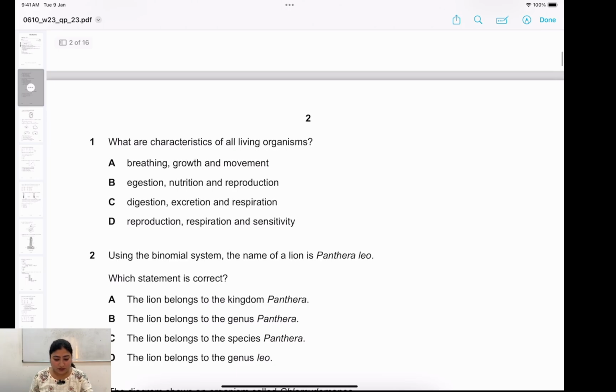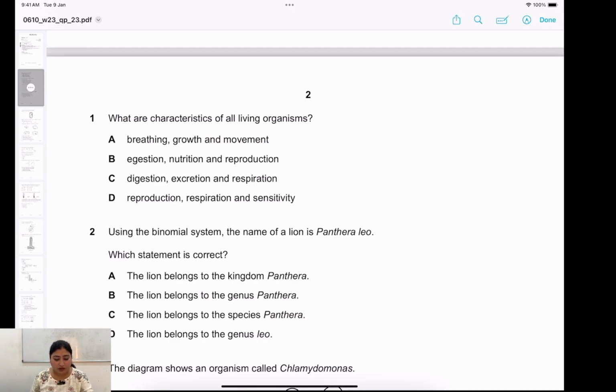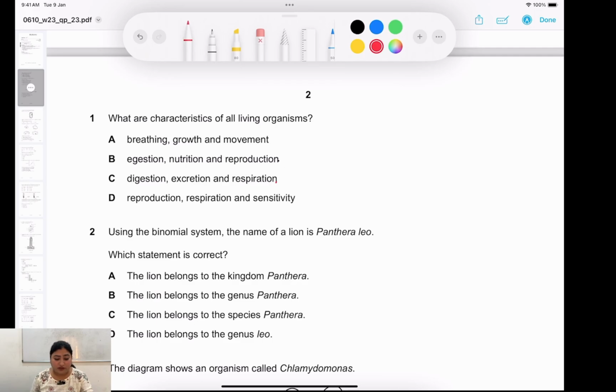Okay, so first question is, what are the characteristics of all living organisms? Now, if we talk about the first option, let's say breathing, growth, and movement, it might not be the same for each of the organisms. Then there is the second option. Again, it has some of the options like digestion, which is not for the same organ for all the organisms. And then there is the third option. Again, digestion is not a characteristic of all the organisms. So the appropriate option as per me would be option D.